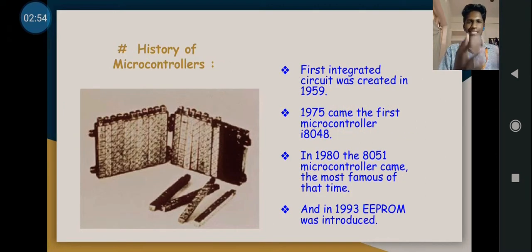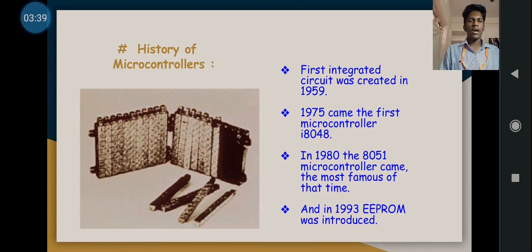If we move on to the history of microcontrollers, to talk about microcontrollers you must know what an integrated chip is. The first integrated chip was created in 1959 by Robert Noyce. It was a monolithic integrated circuit, one of the first revolutions in the technological world. Then in 1975, Intel released its microcontroller, the i8048, which was another advanced version of an integrated circuit.